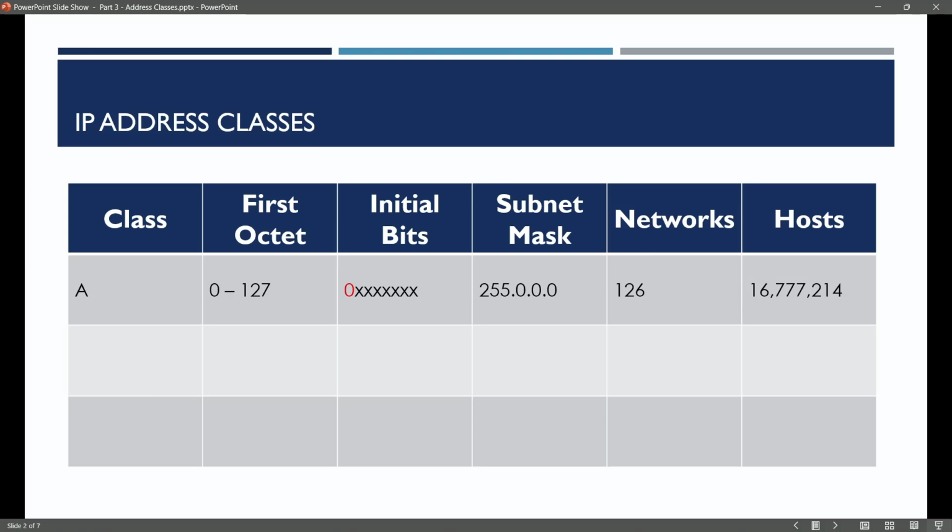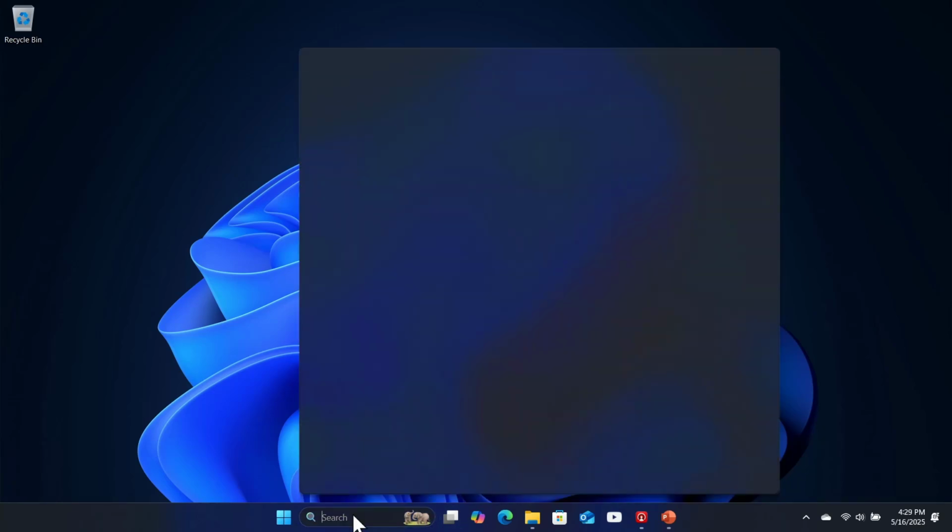Something else that's very interesting about the Class A when you look at it is 127. Yeah, 127. This is proof that the designers of TCP/IP never thought it would catch on the way it did because, as you probably know, we don't use the 127 address. It is reserved for something called loopback functionality.